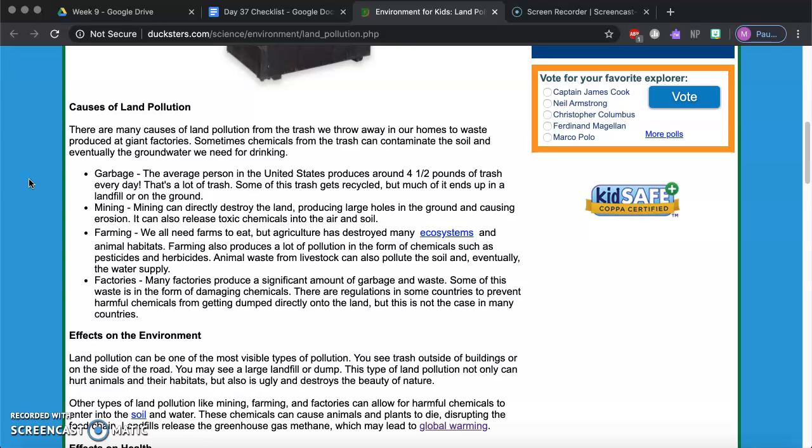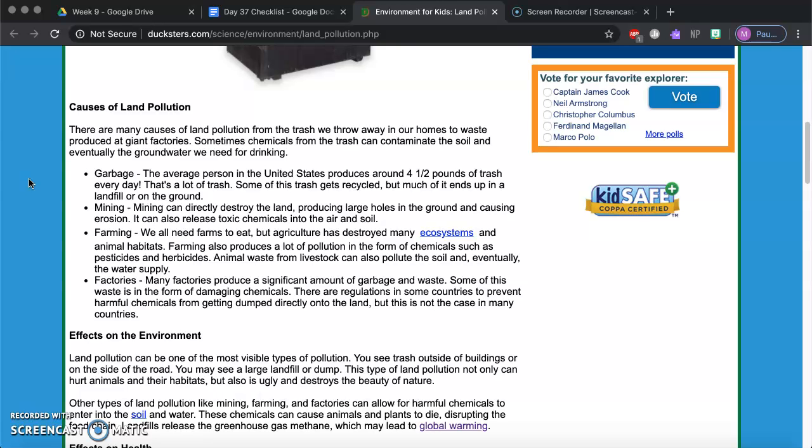Garbage. The average person in the United States produces around 4.5 pounds of garbage or of trash every day. That's a lot of trash. Some of this trash gets recycled, but much of it ends up in a landfill or on the ground. Mining. Mining can directly destroy the land, producing large holes in the ground and causing erosion. It can also release toxic chemicals into the air and soil.